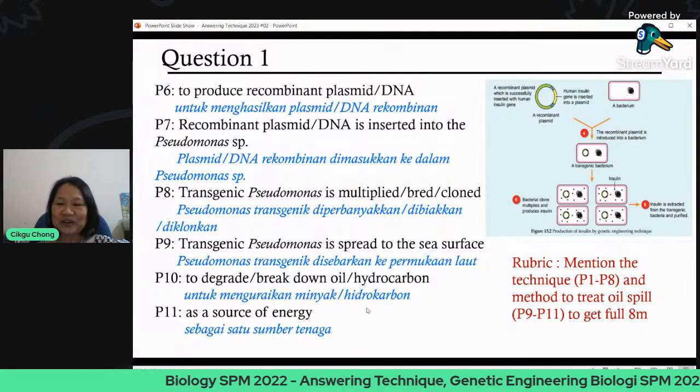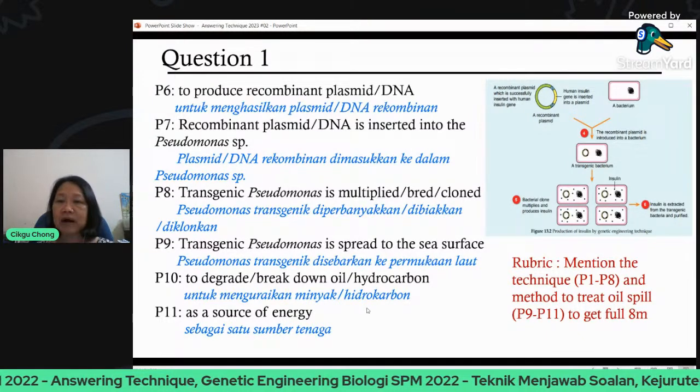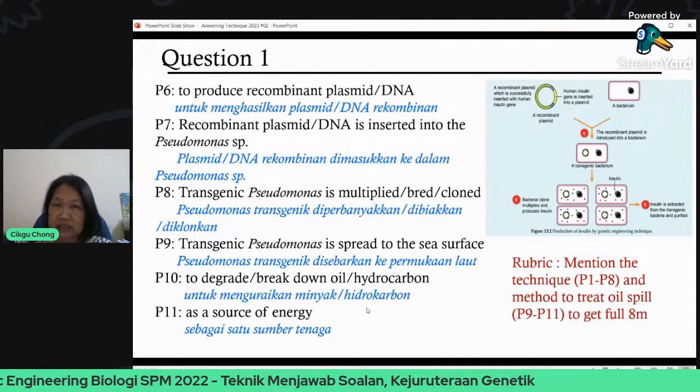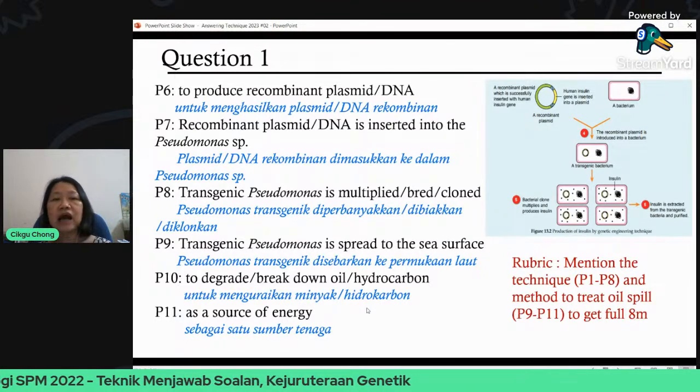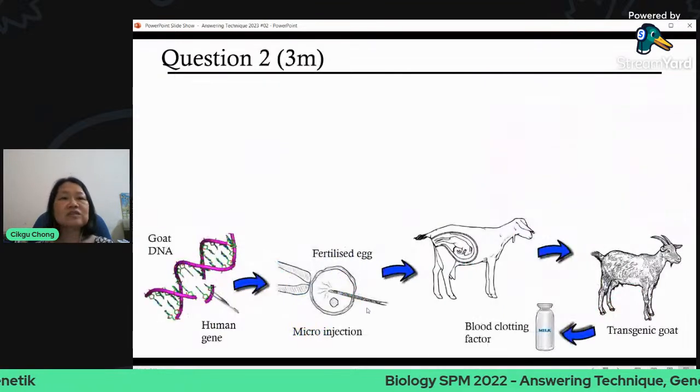Okay, all right. So, 8 marks, make sure you have both parts. If you talk about only 1 to 8, you are not going to get your full marks because you missed out that part on how to put this bacteria into the sea. All right, okay. So let's go to the second question.